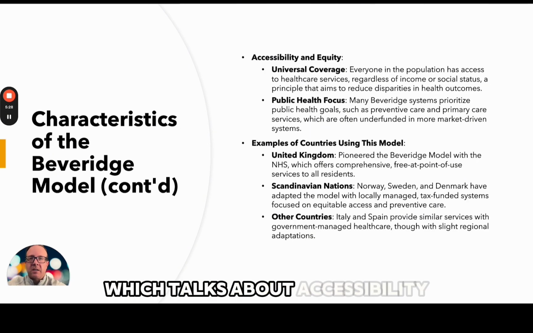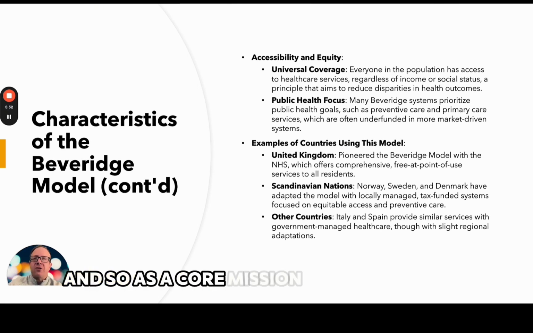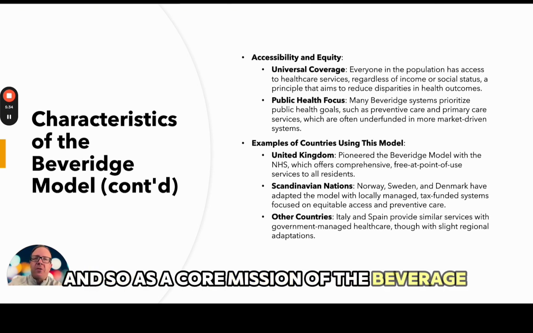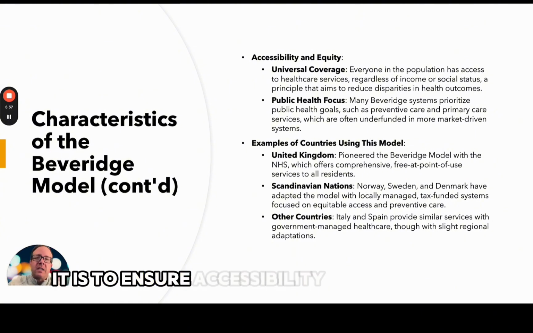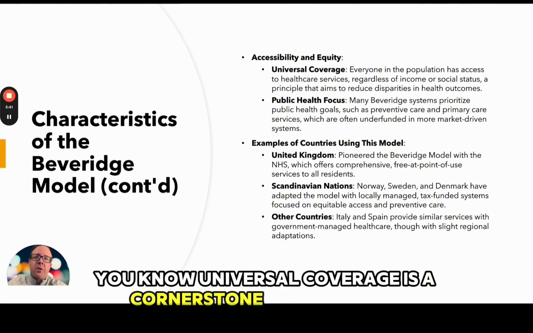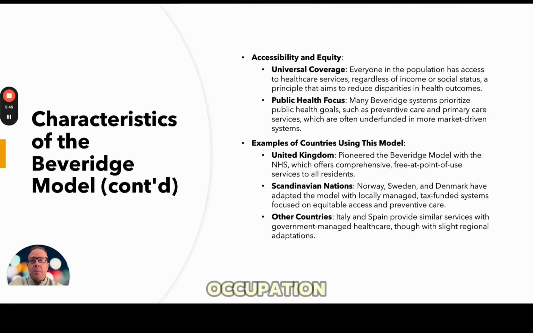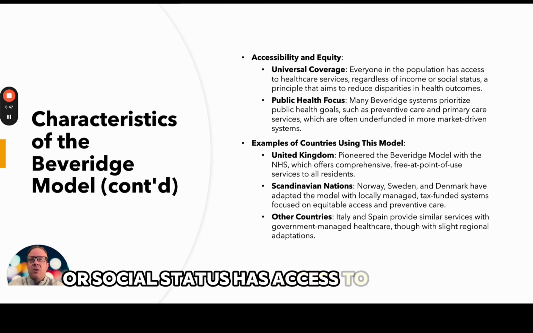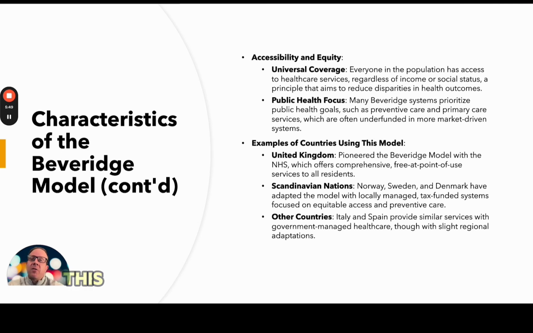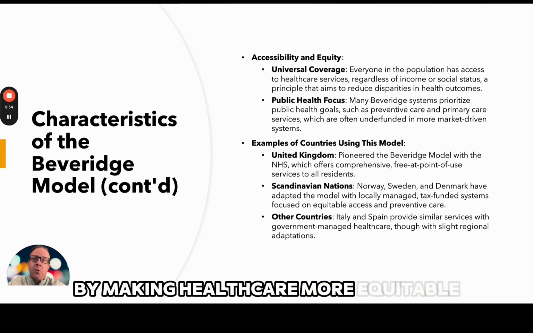Which talks about accessibility. And so as a core mission of the Beveridge model, it is to ensure accessibility and equity in healthcare. Universal coverage is a cornerstone of this model, which means that everyone, no matter their income, occupation, or social status, has access to essential healthcare services. This goal directly addresses disparities in health outcomes by making healthcare more equitable.